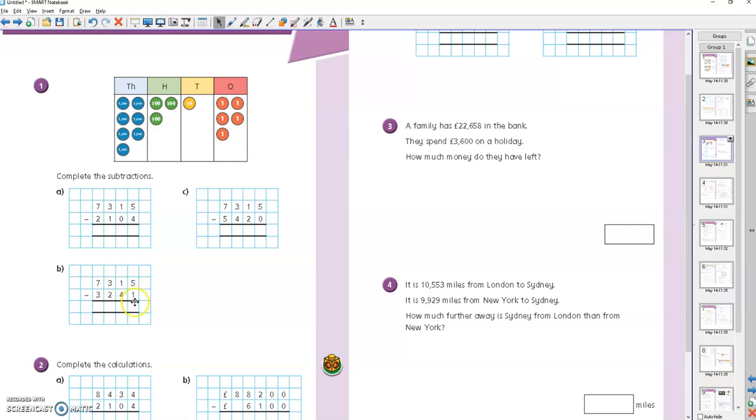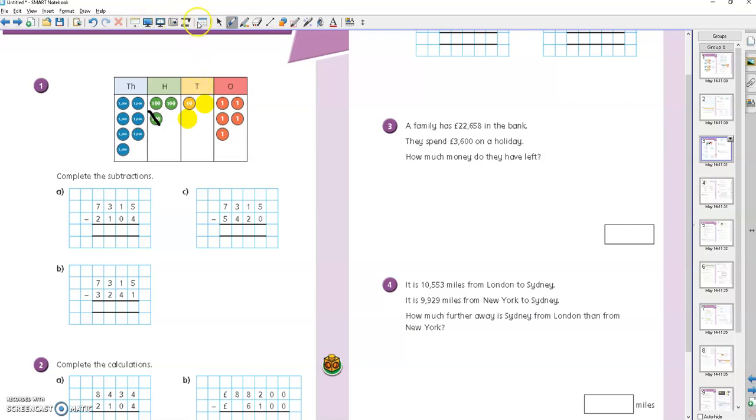You can do 5 take away 1, which would be 4, but you can't do 1 take away 4. So that means you have to borrow from there. And we're going to represent that in this chart at the top here. Let's just use a highlighter. So if I borrow 1 from there, I'm going to cross that off. We move it onto this column here, and because 100 is 10 tens, we now have 10 more to add into that column.